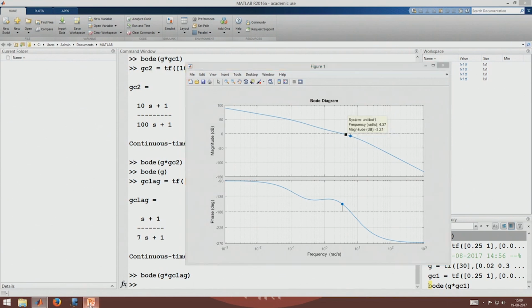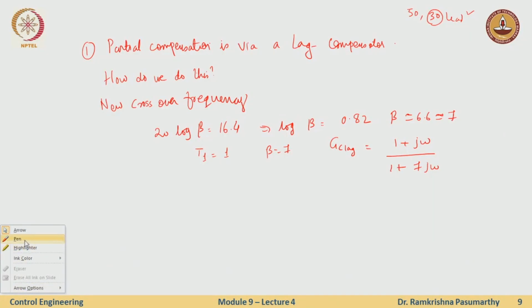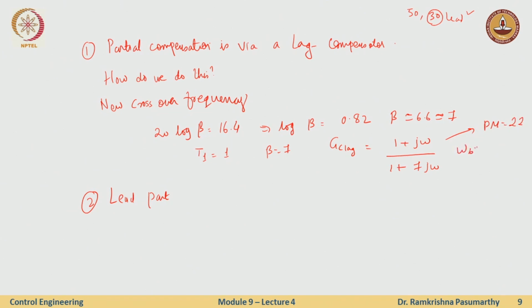So how will we go about doing the lead part? Step 2 would be to design the lead part, because this compensator had given me a phase margin of 22 together with a bandwidth of almost about 4.3 radians per second. So now the lead part. Beta is fixed, and alpha times beta is 1, so I know what alpha is now.